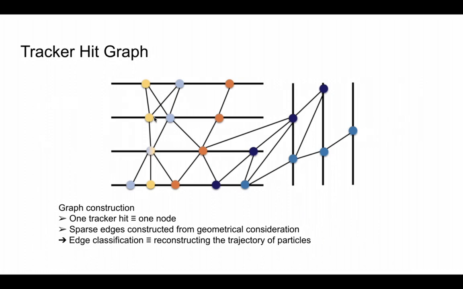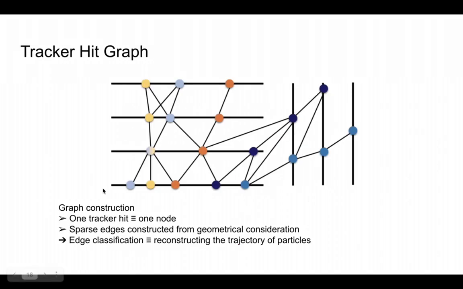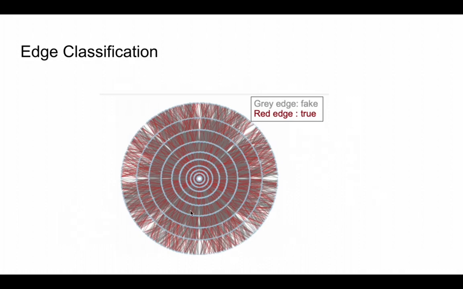A simplified version of the tracking is shown in this page. Each of the hits can be described as a node. The connection between the nodes is the edge. The goal here is to identify the correct edges to build the trajectory of the particle. This is an edge classification problem. The problem can be very challenging. This is a straightforward case in this page. However, the real case is very complicated because the density of the particles is quite high.